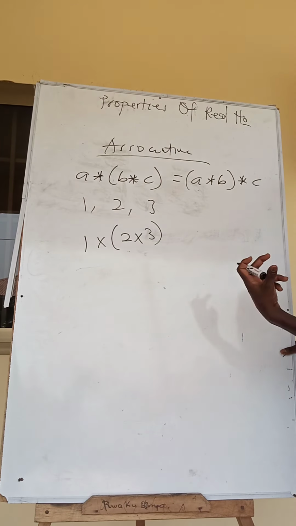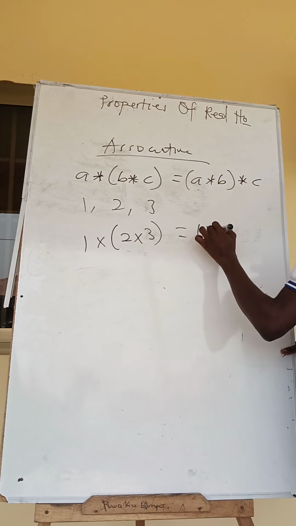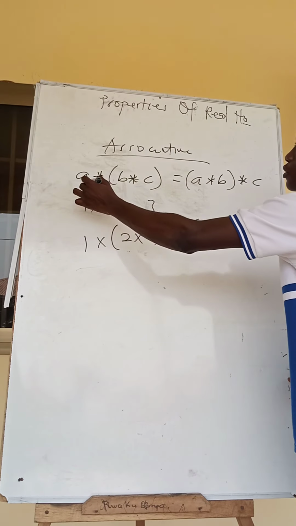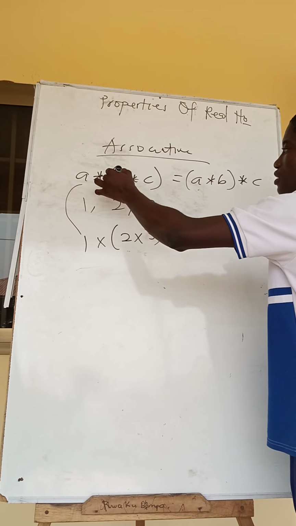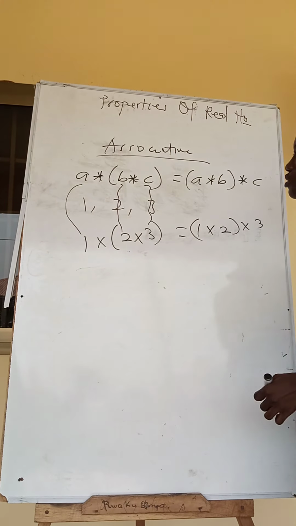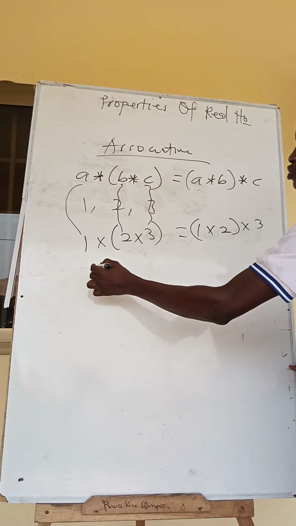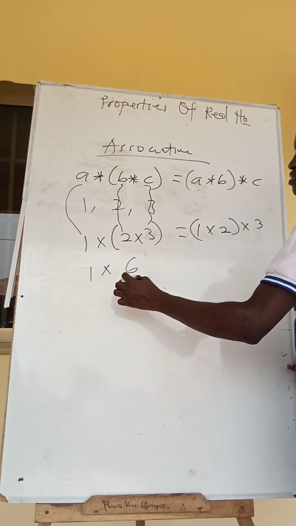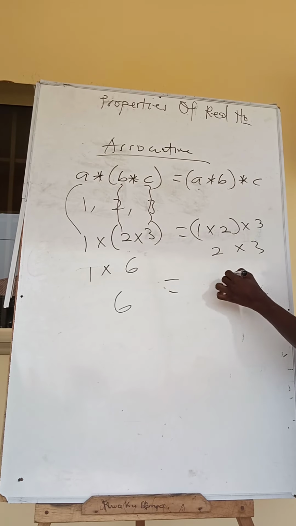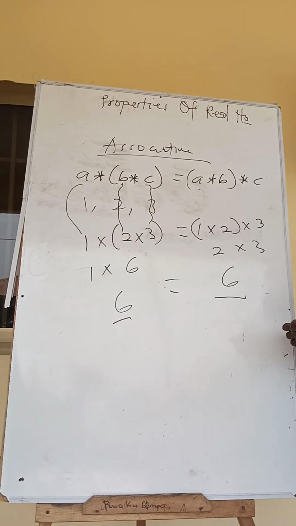We are taking the star as multiplication. Let's check this. 1 times 2 times 3. Wherever you see this 1, I'm using this as my A, and I'm using this as my B. So A is 1, B is 2, C is 3. So 1 times 2 times 3 is 6. 1 times 6 is 6. 1 times 2 is 2. 2 times 3 is also 6. Right? So this is 6, this is 6. So they are associative.